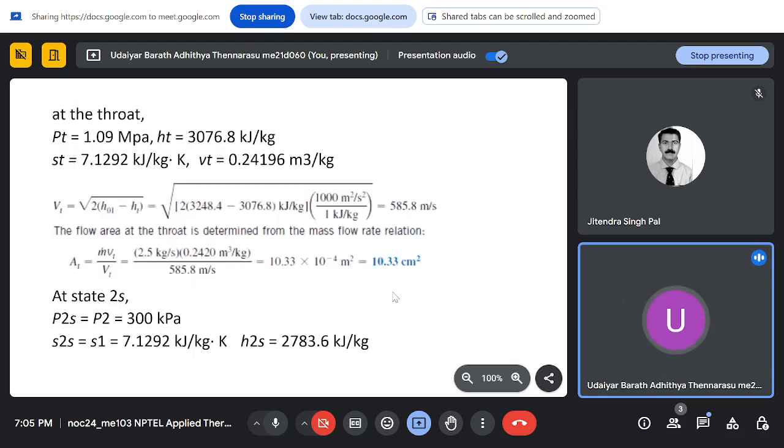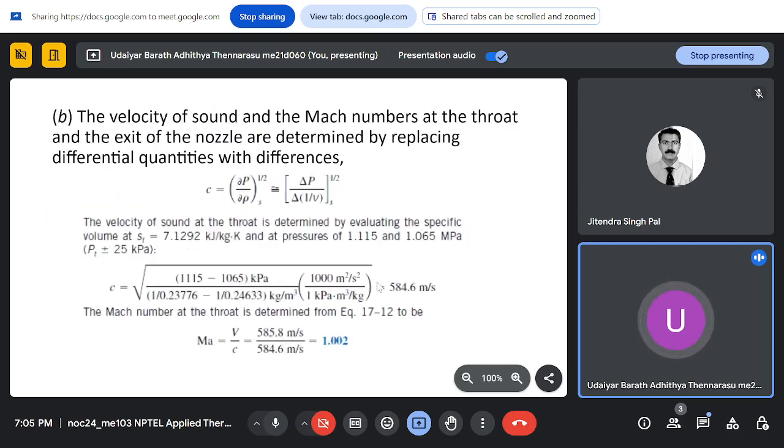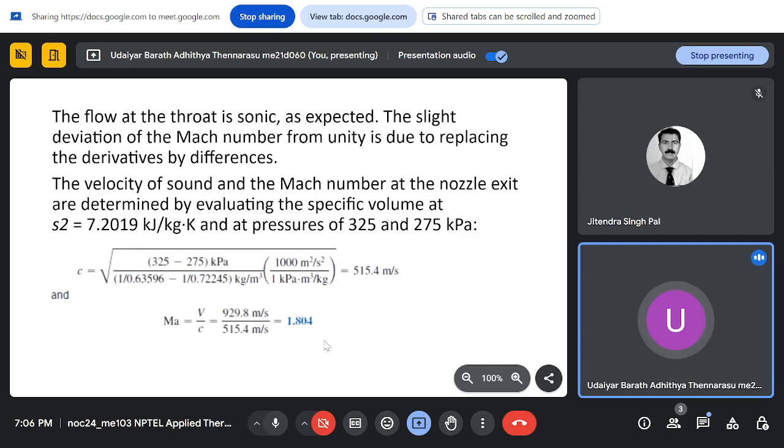So if you see previously, this is what we got in the relation, 585.8. So close. This is because we are approximating it here. So Mach velocity is 1.002, that is basically 1 at throat. We also know that in a converging diverging nozzle, you get Mach 1 or sonic velocity at the throat. So the flow at the throat is sonic as expected. This is because of replacing derivatives with the differences, so that is the numerical error which you are getting.